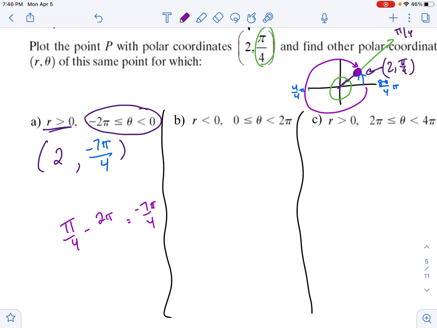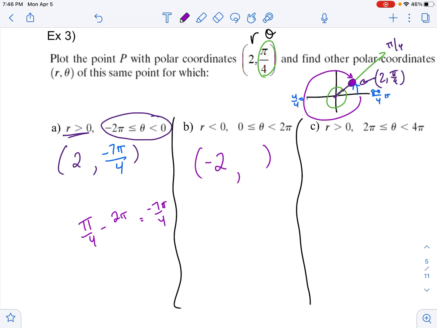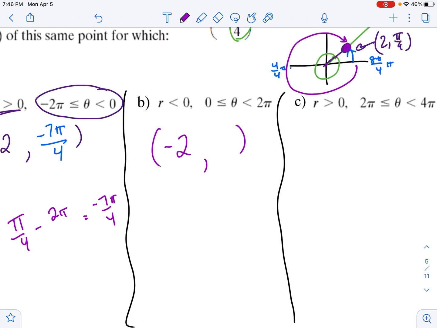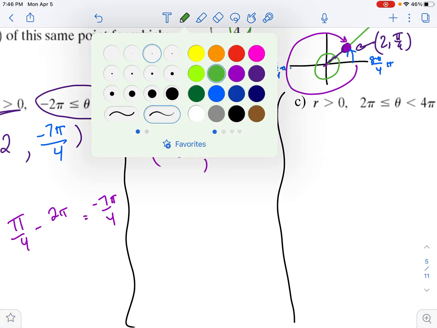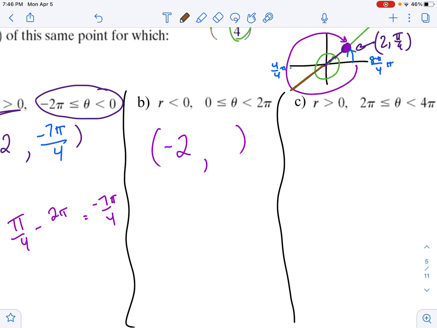All right, so the next one says r has to be less than 0. So again, I know I have to go 2 circles out, but we want r to be negative, so I know r has to be -2. Remember, if the r value is negative, we go on the opposite ray. So if I'm looking for the angle, we've got to actually be down here on that same diameter in quadrant 3. So I'm going to rotate, and again, we want it to be from 0 to 2 pi.